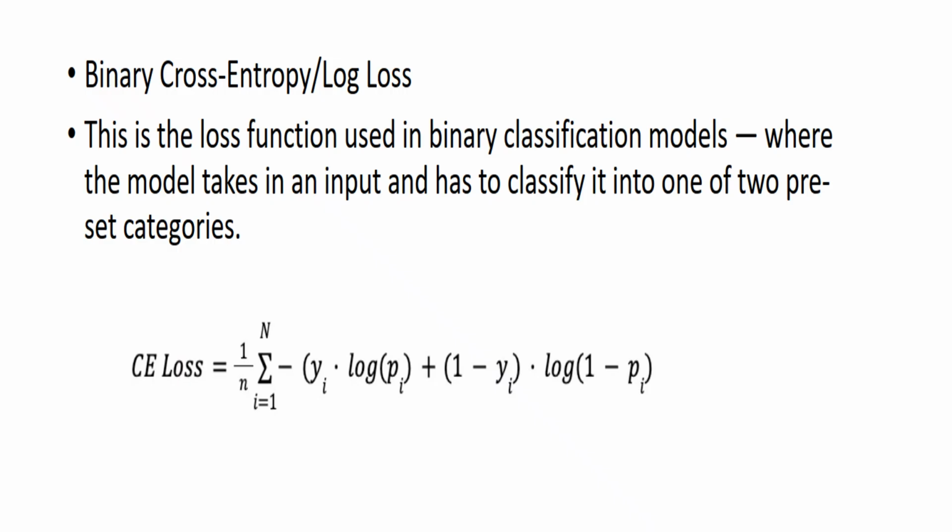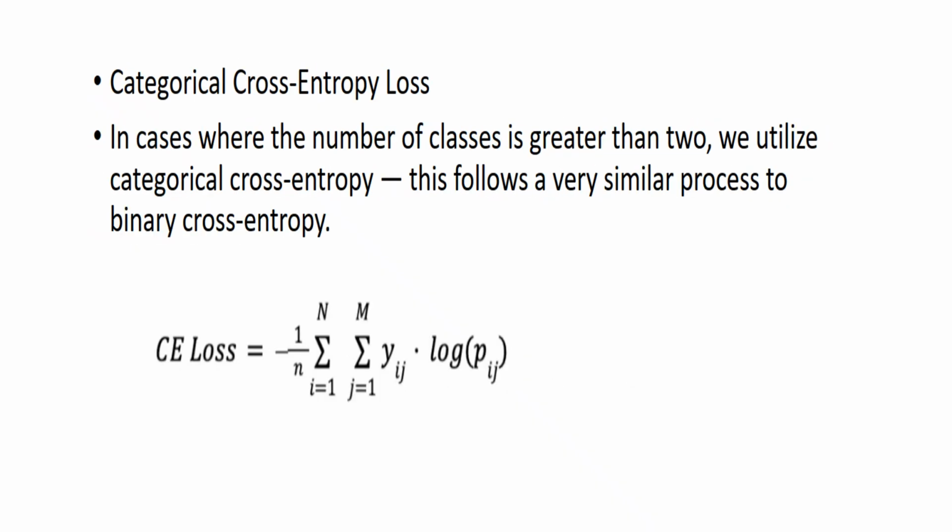Binary cross entropy is similar to the equation for the decision tree, the loss function or entropy that we calculate in the decision tree algorithm. It is used for binary classification. The model takes in an input and has to classify it into one of two preset categories. Categorical is used when we have more than two classes. It is computed using this. We utilize cross entropy, so it follows a similar process to binary cross entropy. So you have to memorize this.